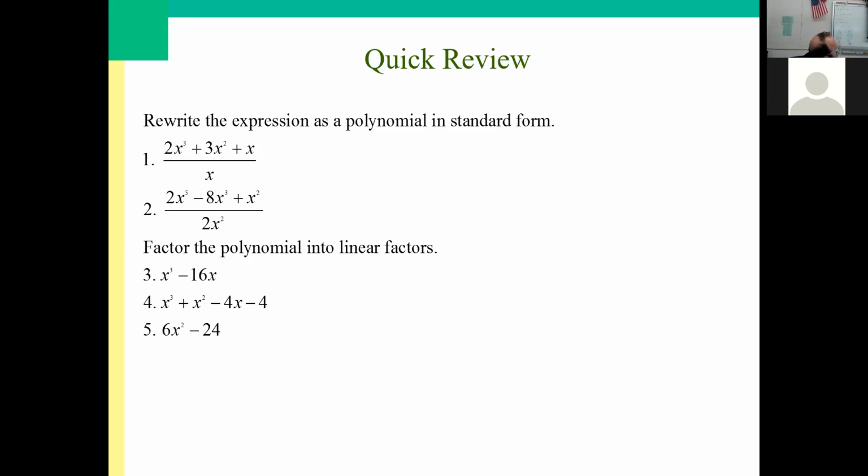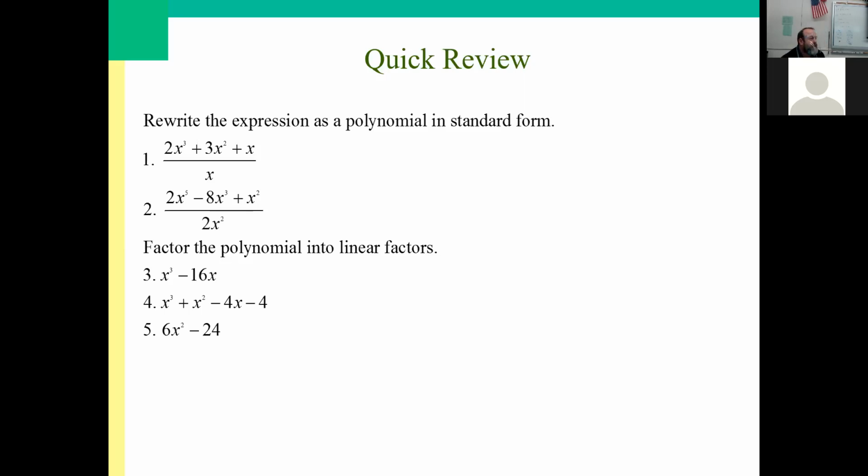Does that look a little small to you guys, those exponents? Yeah, sorry about that. When it's in shared screen, it shrinks everything down a little extra. So number 3 is x cubed minus 16x. And number 4 is x cubed plus x squared. So we'll talk our way through some of those in case you're having a little bit of difficulty.